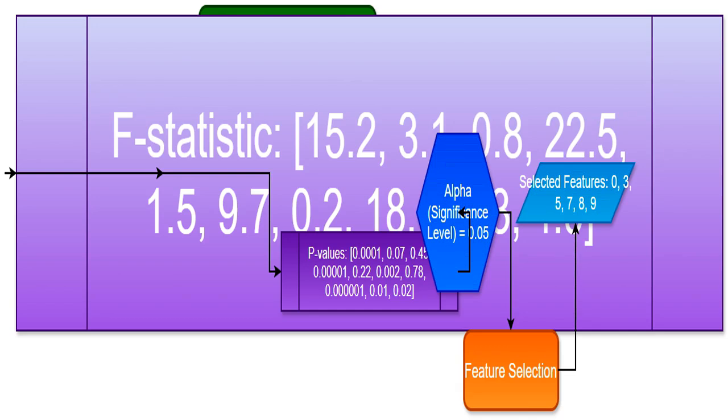These are the p-values associated with the F statistics. A smaller p-value means it's less likely that the observed differences between the classes for that feature are due to random chance. It's like the probability of seeing such results if the feature was actually irrelevant to classification.